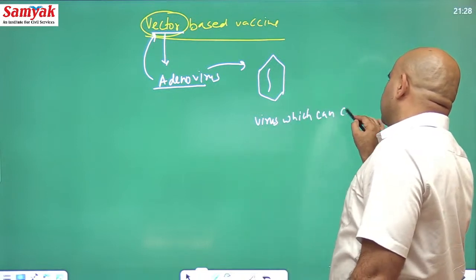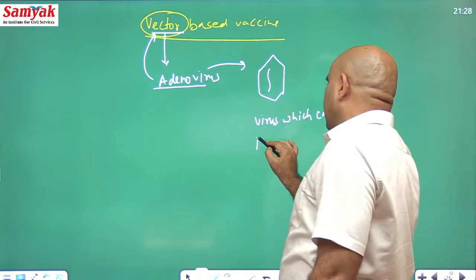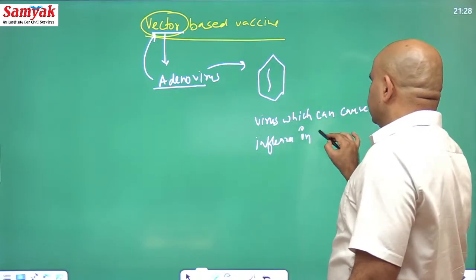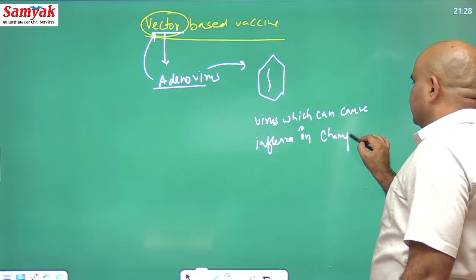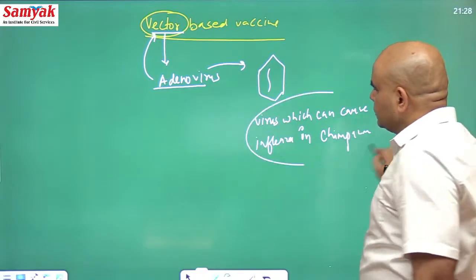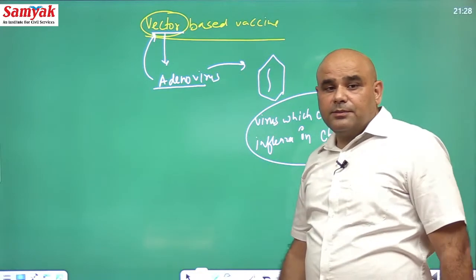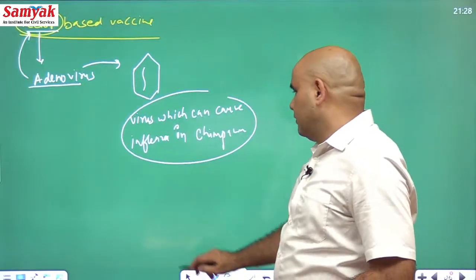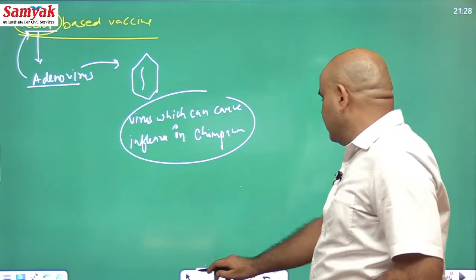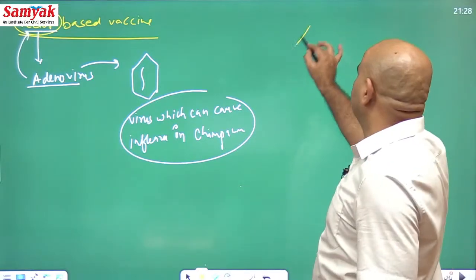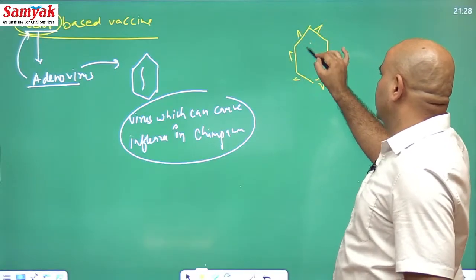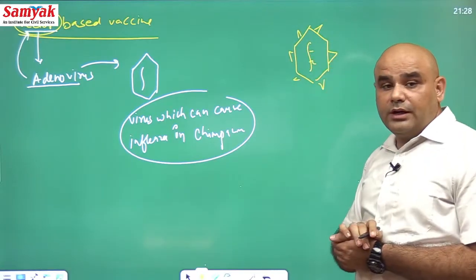You have to remember, adenovirus is a virus which can cause influenza in chimpanzees. So chimps got influenza because of adenovirus. Okay, now we will do one magic. What is the magic? This is our favorite target, the COVID-19 virus.